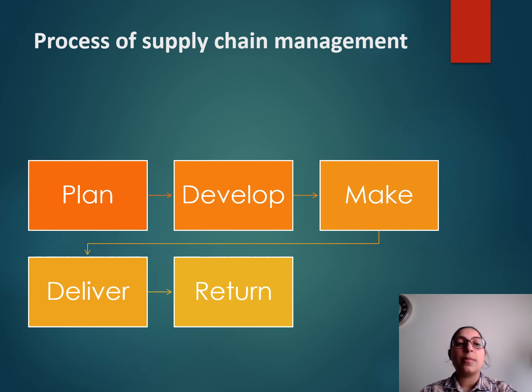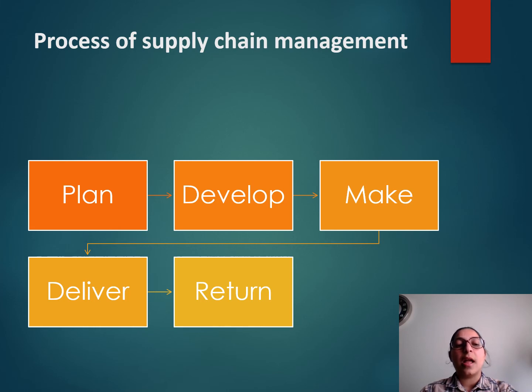Second is develop. After planning, the organization tries to develop a strong relationship with the suppliers and other stakeholders. During this stage, all processes are combined by managers for handling the stock. Third one is make. In this stage, the products are made according to the needs and preferences of the customers. Supply managers do activities related to manufacturing and packaging.